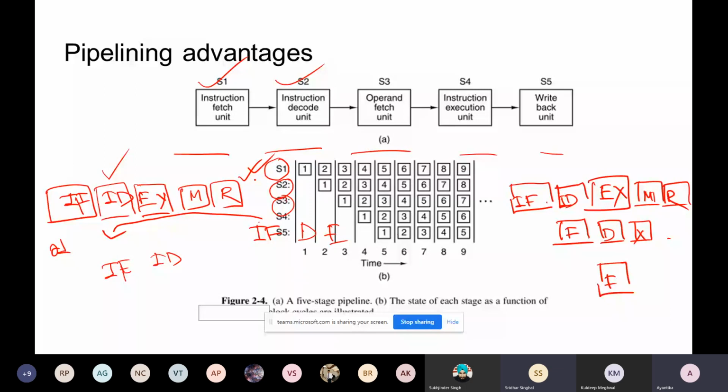you can expect that you will save a huge number of clock cycles. Clear?